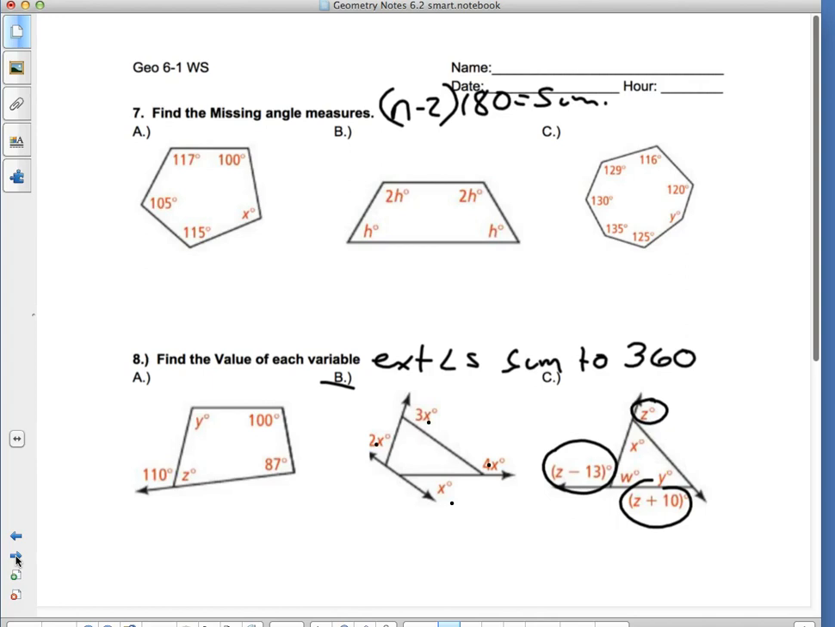In A, I got to start here because they're supplementary. Once I find the value of Z, which is 70, I'm able to take that value with n minus 2 times 180. Remember, I put 4 in, minus 2, it's 2. 2 times 180 is 360. And I can find Y based on the fact that my 70 plus 87 plus 100 plus Y is equal to 360. And I can find my answer from there.